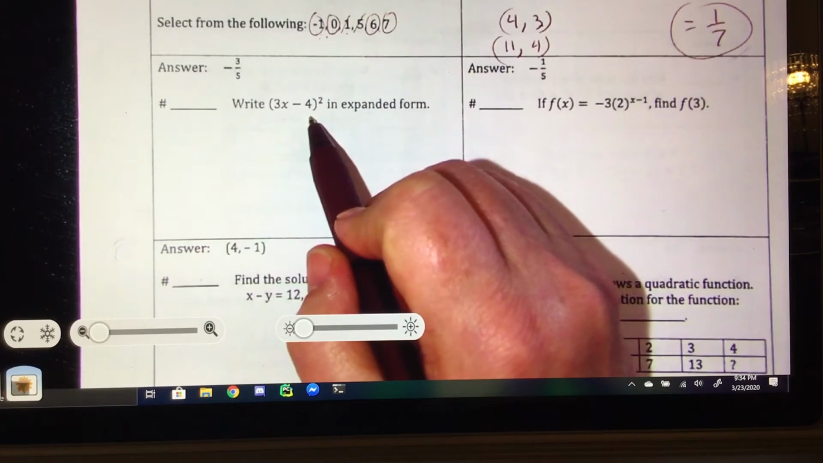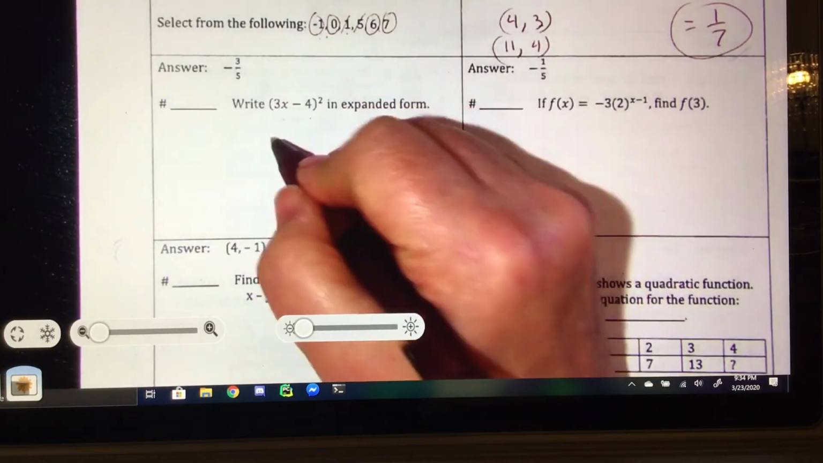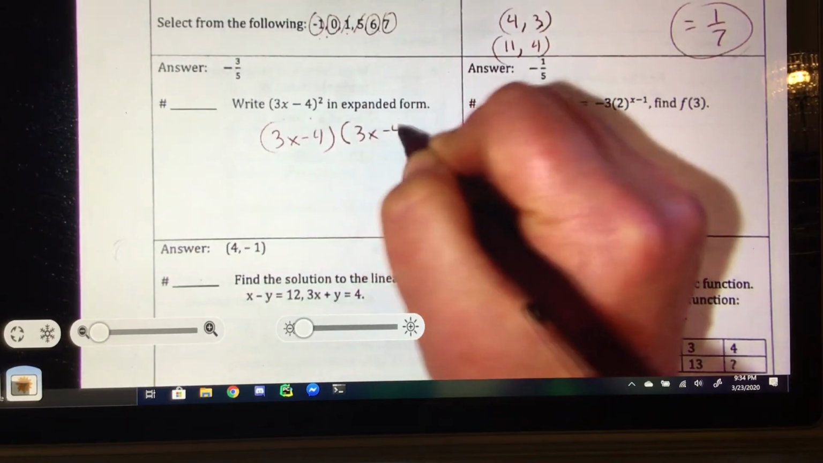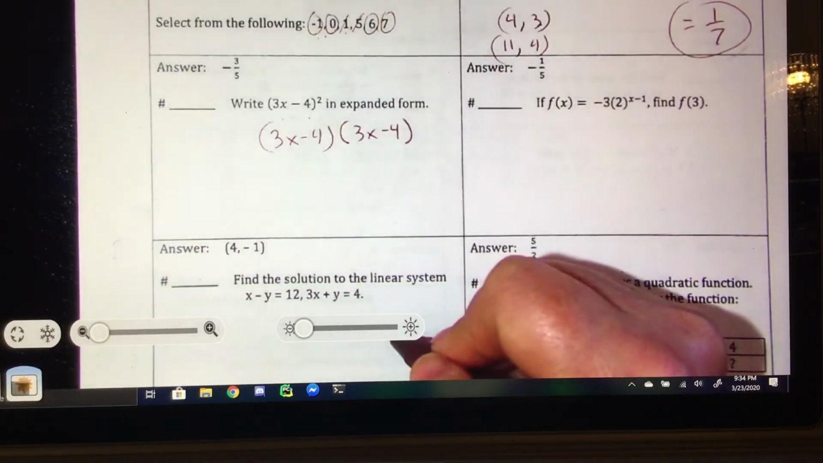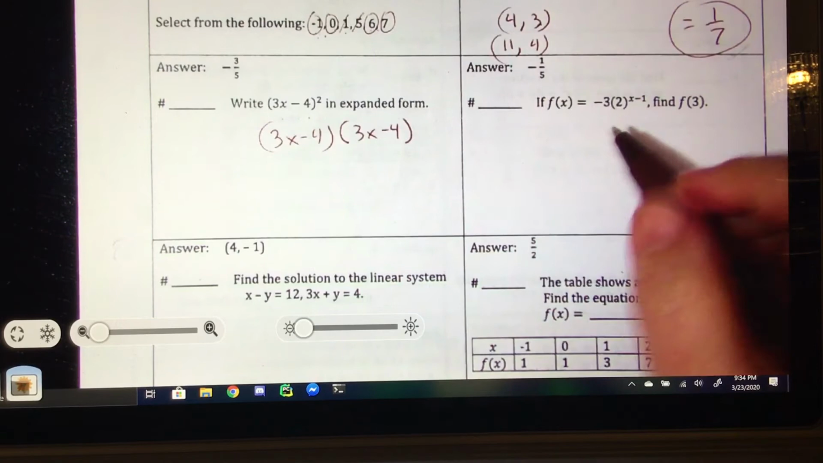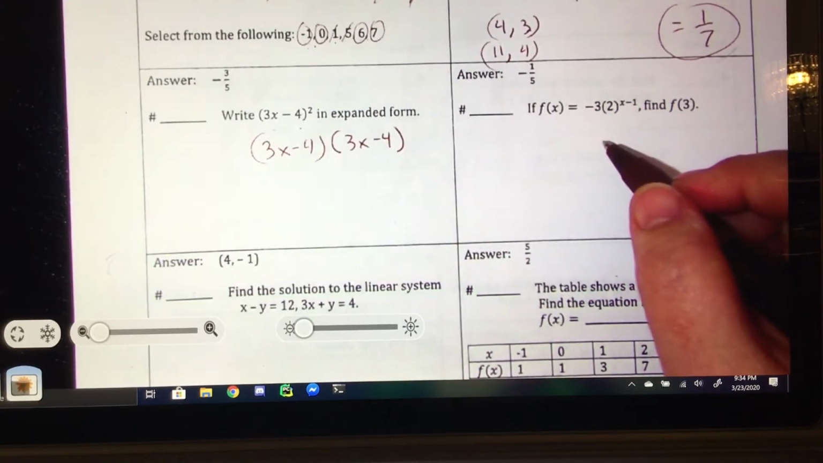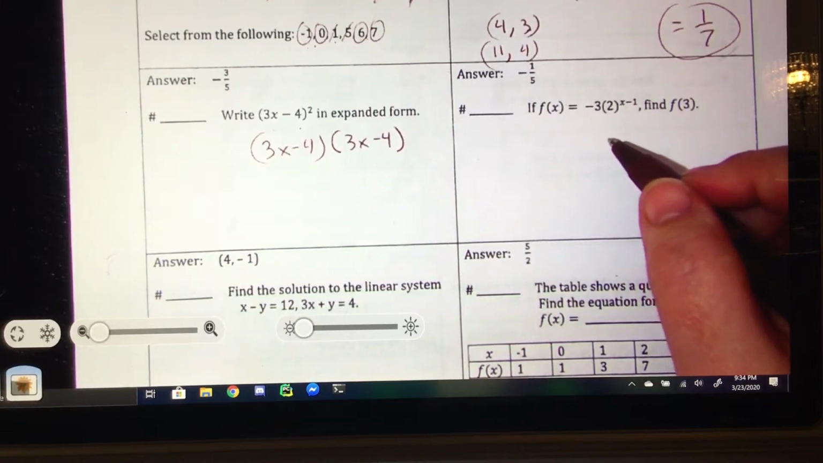3x minus 4 squared. Just multiply those out. Actually, I'm not even going to do that one. I expect you guys to know how to multiply those out. You guys have heard me all year. You need to know how to multiply those.